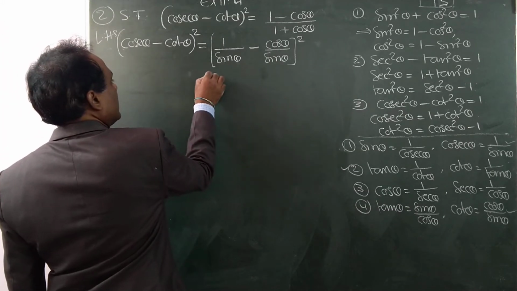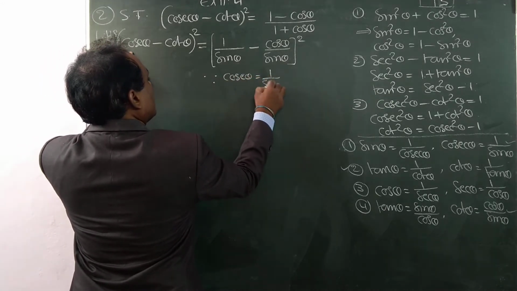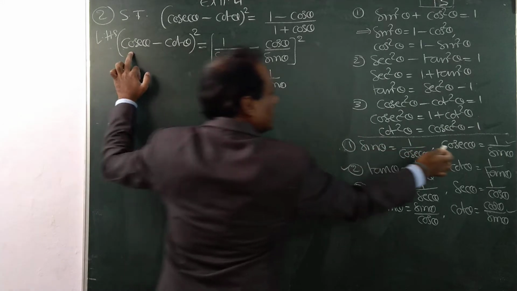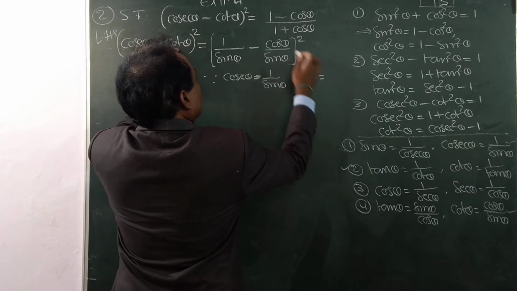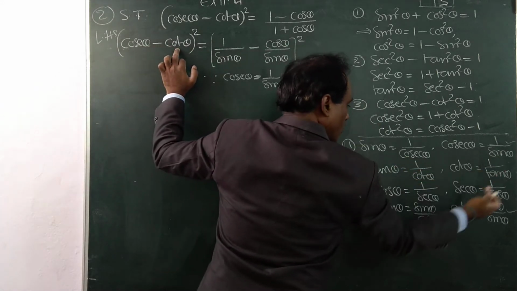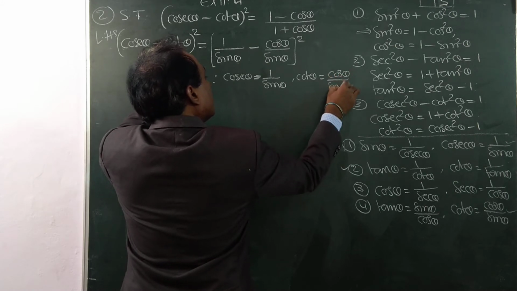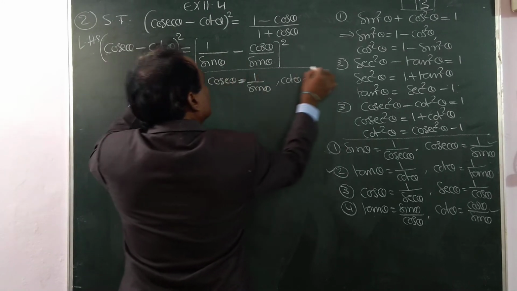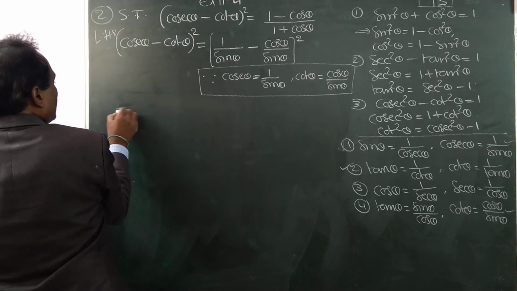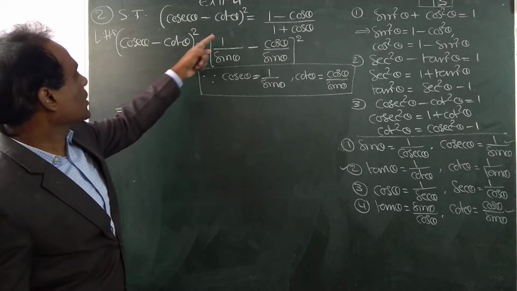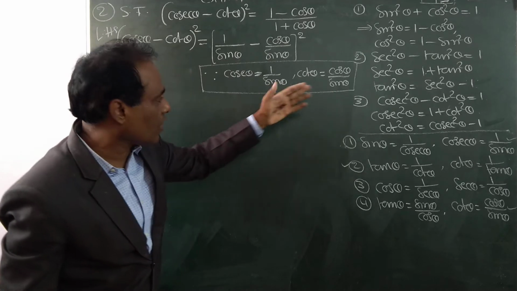What changes did I make here? In place of cosecant theta, I wrote 1 by sine, because that is a formula. And I used another formula: cot is equal to cos by sine. I applied these two formulas here.